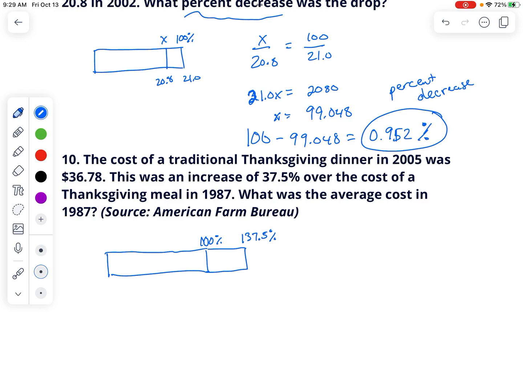Okay, so in 2005 it was this $36.78. Okay, we want to know back in 1987. That was a smaller amount. We don't know this one, but we know this next one.